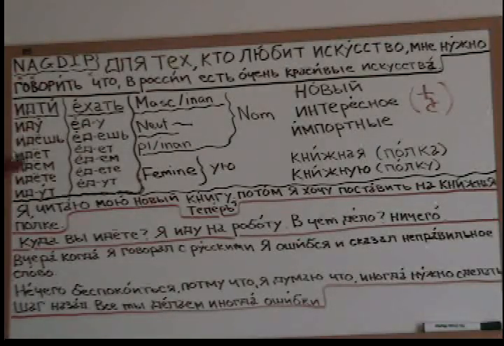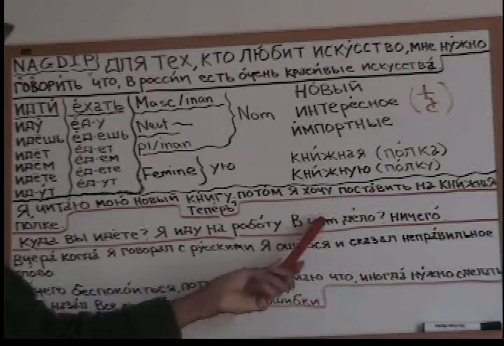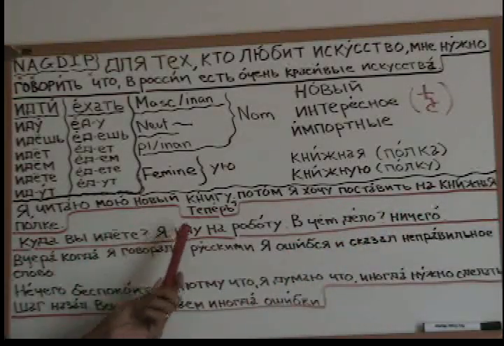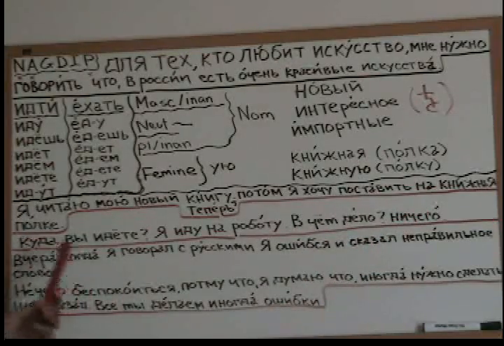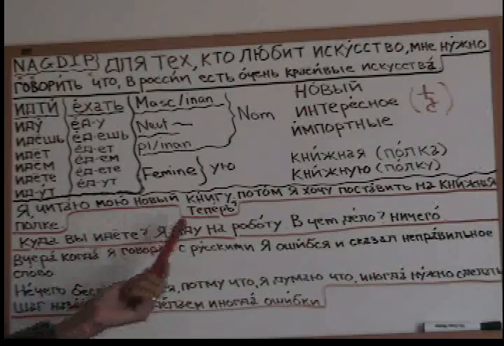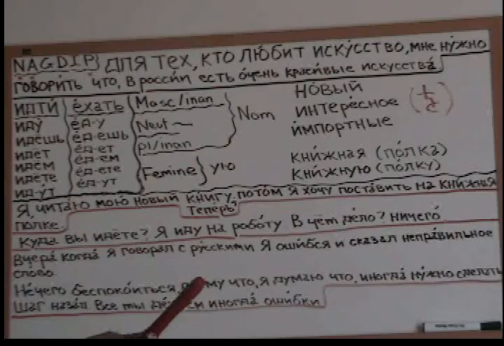Okay, so I'm going to try to use these here in accusative form so you guys can see how it works. Куда вы идете? Я иду на работу. В чем дело? Ничего. So, where are you going? Куда вы идете? So, I'm going by foot. I'm walking to work. Perhaps let's look at it this way. I am walking. Let's say I ran into a friend.